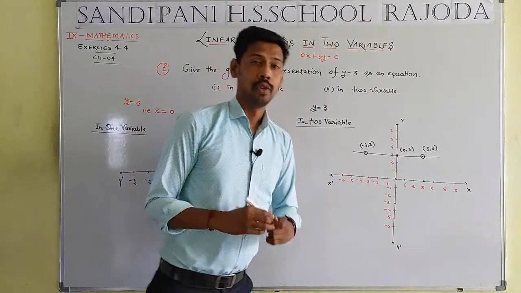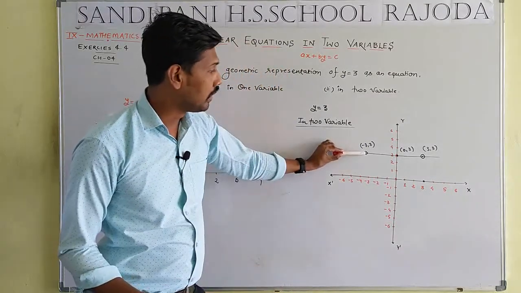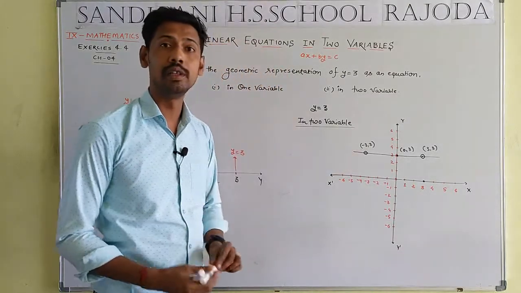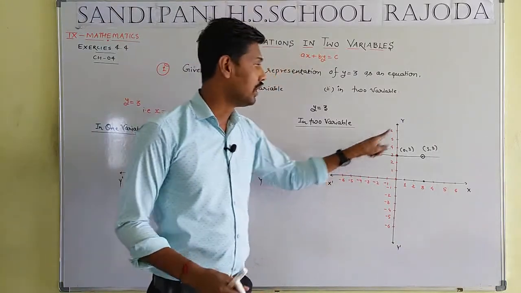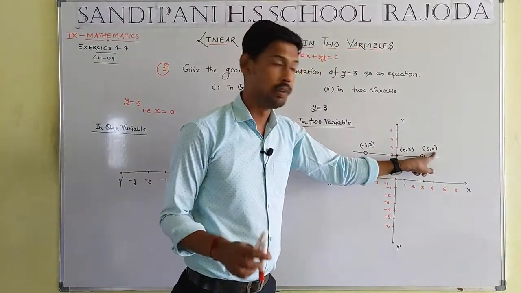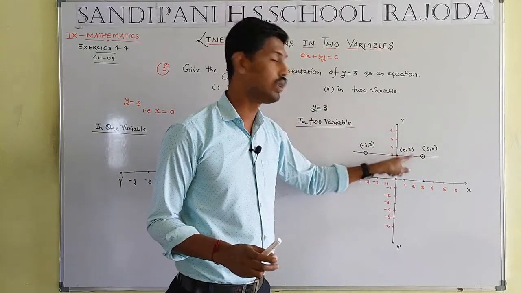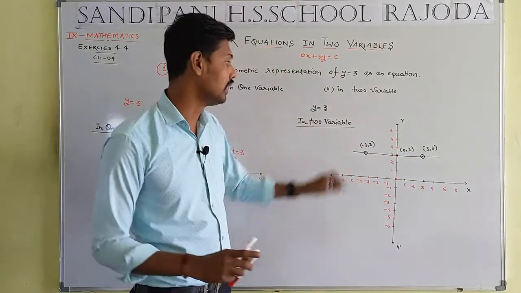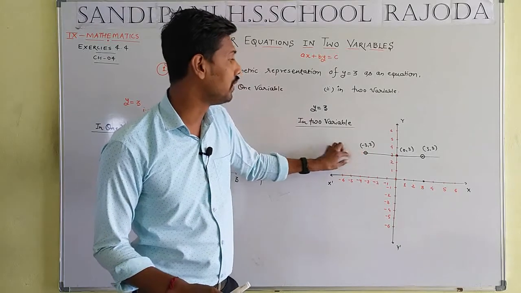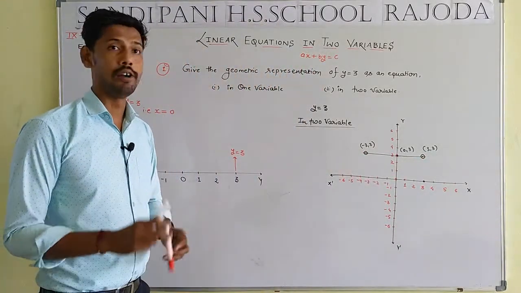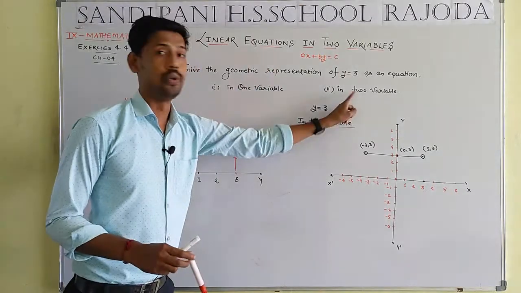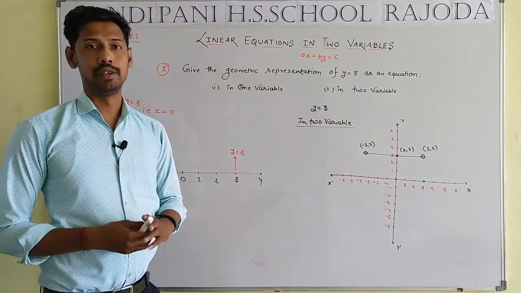Students, here we have minus 3 comma 3. That means the value of y will be equal to 3. Here the value of y will be equal to 3, and here also the value of y will be equal to 3. These types of representation are known as two variable representation.